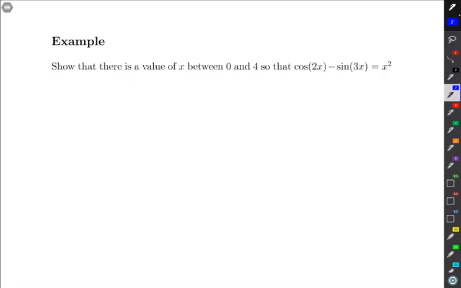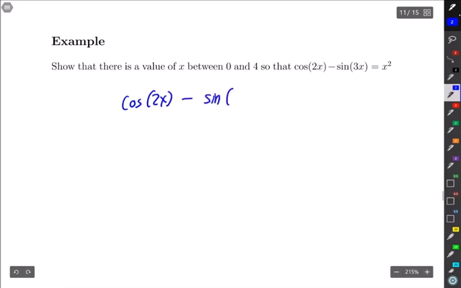Show that there is a value of x between 0 and 4 so that cosine of 2x minus sine of 3x equals x squared. So let's take the x squared and throw it to the other side of the equation and call that resulting function our f of x. So we're going to have cosine of 2x minus sine of 3x minus x squared equals 0, and we'll call this guy f of x.